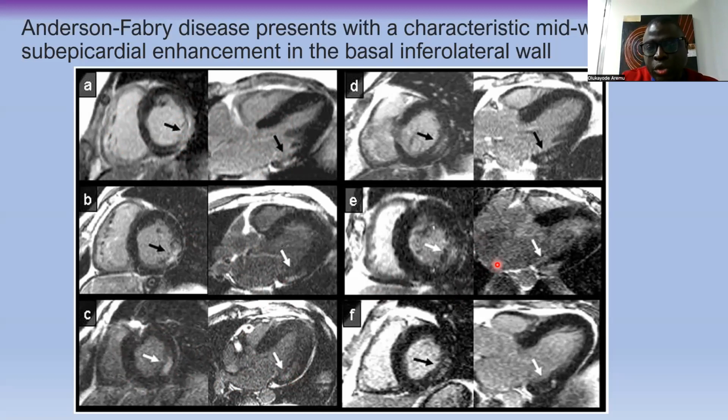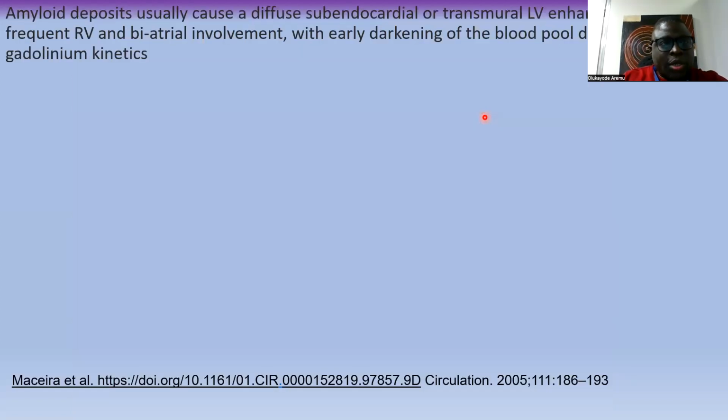And same goes with this. So that is a characteristic feature that we see in Anderson-Fabry disease. Okay, so there is also another one that I'm showing here by Macera et al. This is a case of amyloid deposit, and we're saying that it usually causes a diffuse subendocardial or transmural LV enhancement.